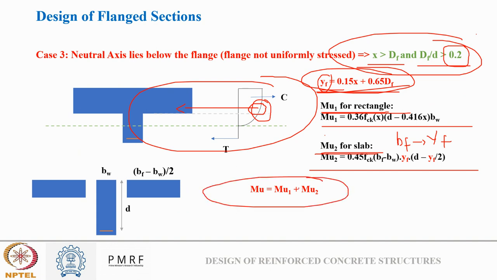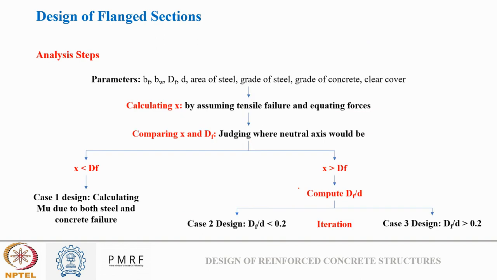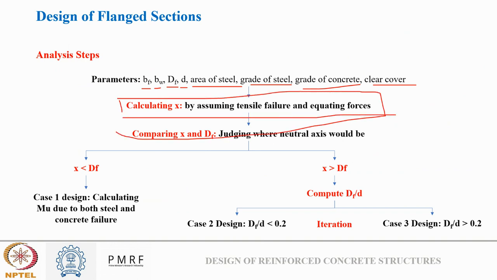So these are the three cases that we talk about when we are talking about the design of a flange section. I know this was a lot to take. So just to summarize how to design a flange section: first we will know the parameters bw, bf, Df, and d, area of steel, grade of concrete, and clear cover. So first we will calculate x. How will we calculate x? By considering balanced section of failure, assuming tensile failure and equating the forces. So you will get the value of x.